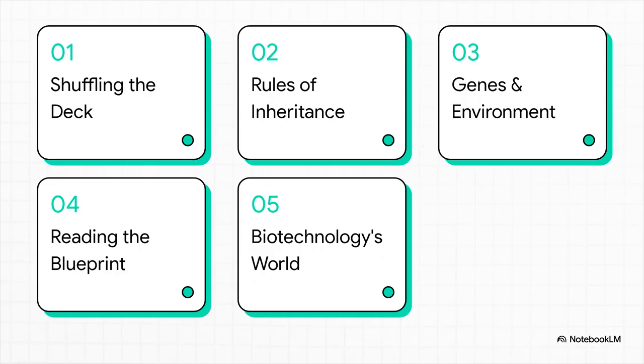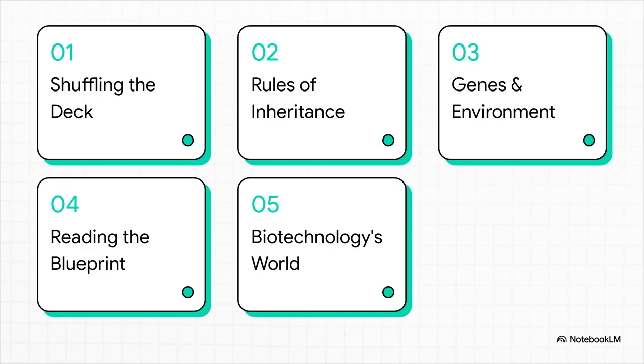So here's our game plan. First, we're going to talk about how nature shuffles the genetic deck to create variety. Then we'll crack the code on the rules of inheritance. After that, we'll see how your environment can actually flip genetic switches on and off. Then we'll look at how we read the DNA blueprint itself. And finally, we'll explore the incredible, real-world applications of biotechnology.